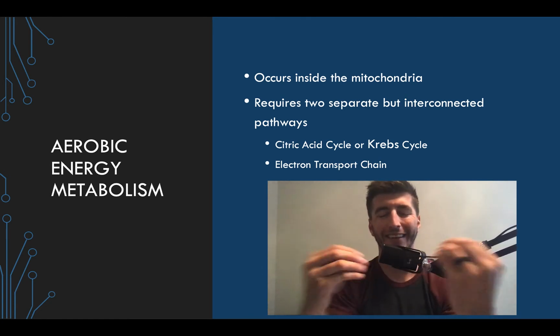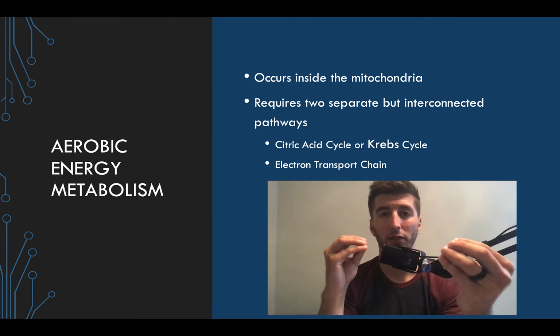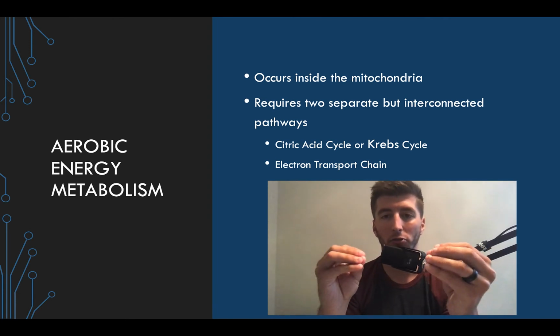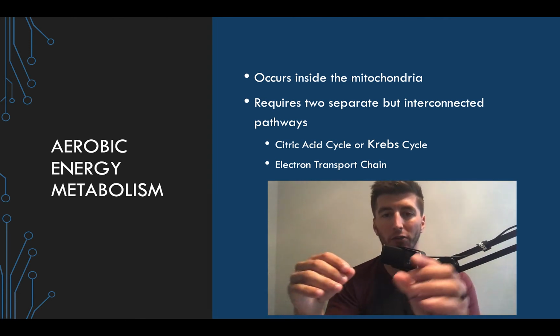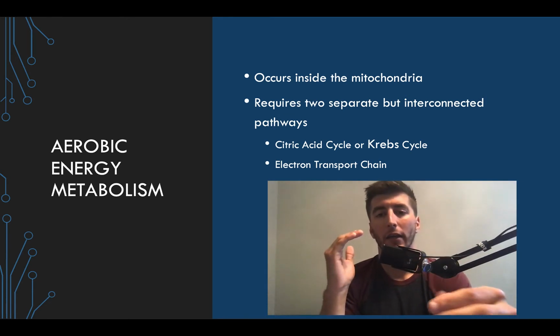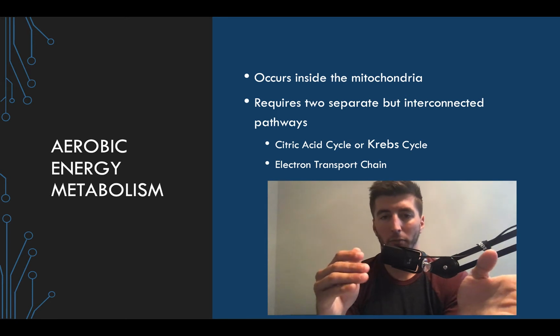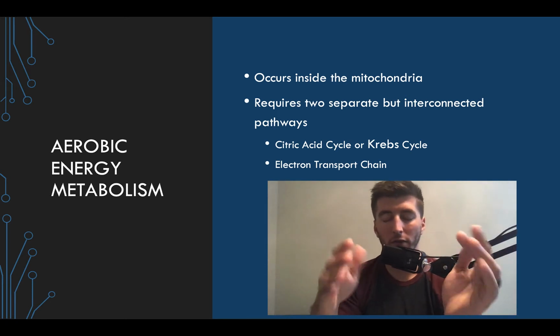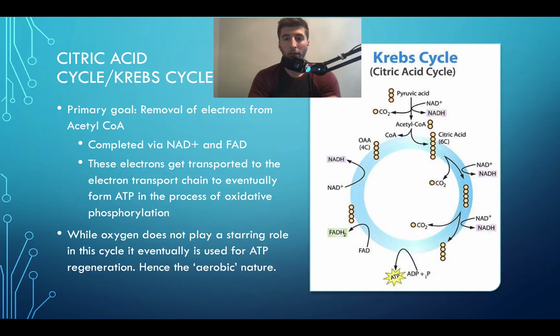They're largely connected by those NADHs and FADHs that we learned are so super important. You'll see that citric acid cycle and Krebs cycle are used pretty interchangeably. Krebs cycle is called Krebs cycle because it was named after the guy that discovered it, which is Hans Krebs. So essentially the primary goal of the citric acid cycle or Krebs cycle is just to be removing electrons from acetyl-CoA.